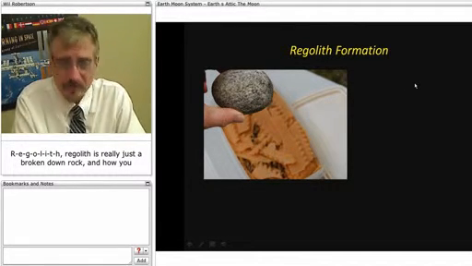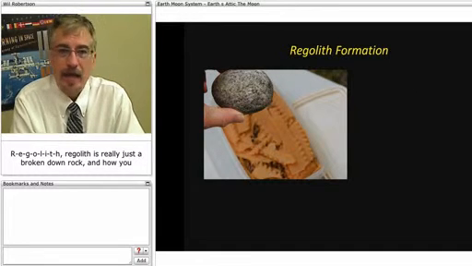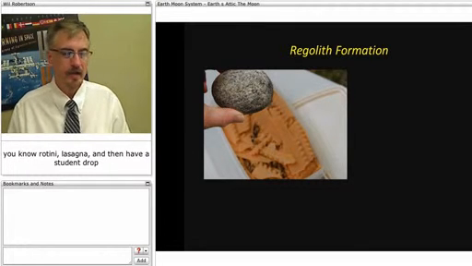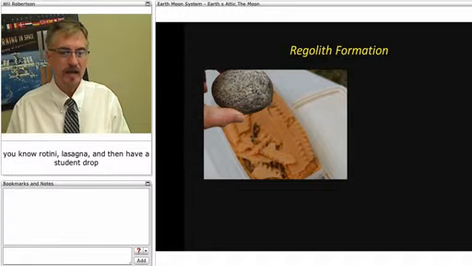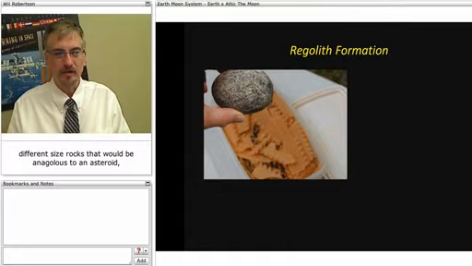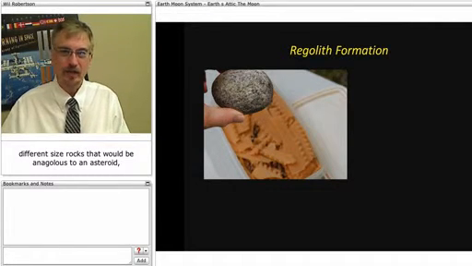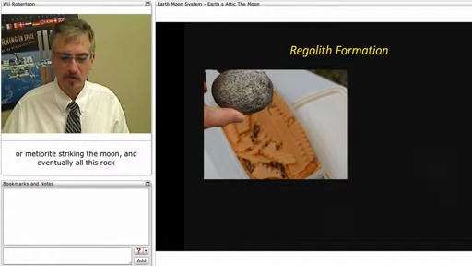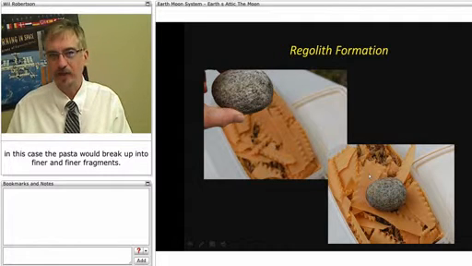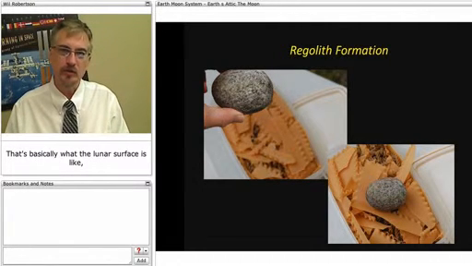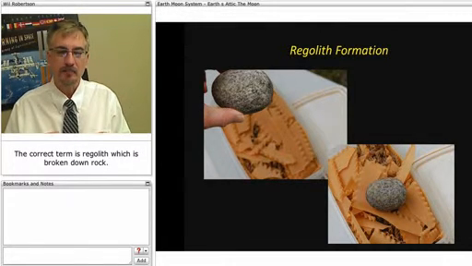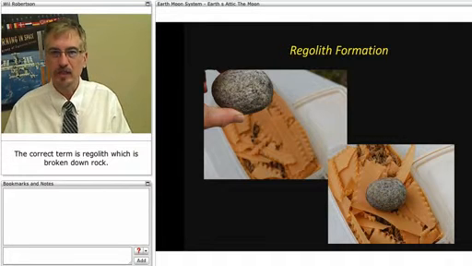Regolith is really just broken down rock, and how you simulate this is to get some different types of pasta, rotini, lasagna, and then have a student drop different size rocks that would be analogous to an asteroid or meteorite striking the moon. Eventually all this rock, in this case the pasta, will break up into finer and finer fragments. And that's basically what the lunar surface is like. It's really incorrect to call it lunar soil. The correct term is regolith, which is broken down rock.